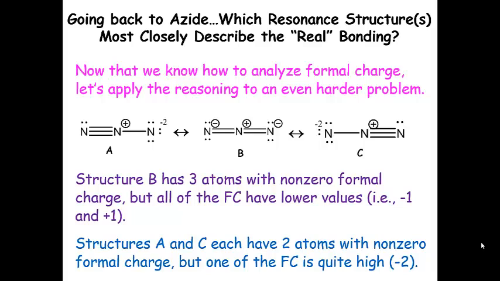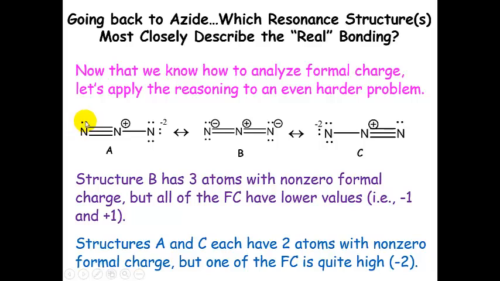Okay, so structure B has 3 atoms with non-zero formal charge. Okay, so 2 of the nitrogens have negative and the other one has a +1 formal charge. Okay, now notice on all 3 structures, nitrogen has +1, that central nitrogen has +1 formal charge. So we can pretty much just leave that out of our discussion.